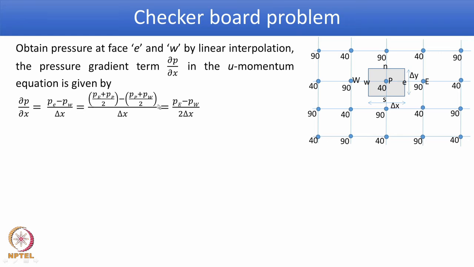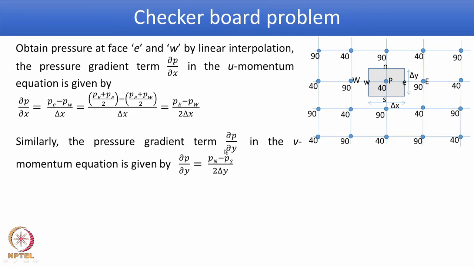Now, if you look at this overall, you have P_P appearing in both terms with a minus sign in between. So, the P_P term gets cancelled. Finally, you have (P_E - P_W)/(2 delta x). You can obtain similarly the other pressure gradient term ∂P/∂y, which appears in the second momentum equation or V momentum equation. Without going through the detail, you can immediately make a guess: ∂P/∂y is equal to (P_N - P_S)/(2 delta y).